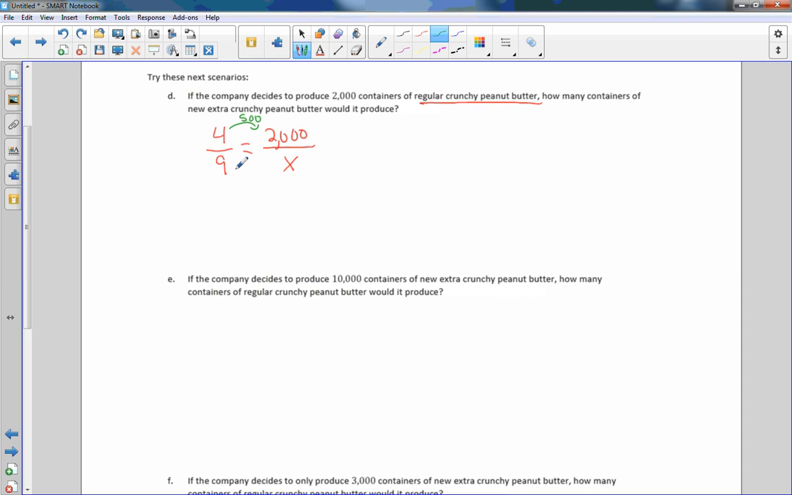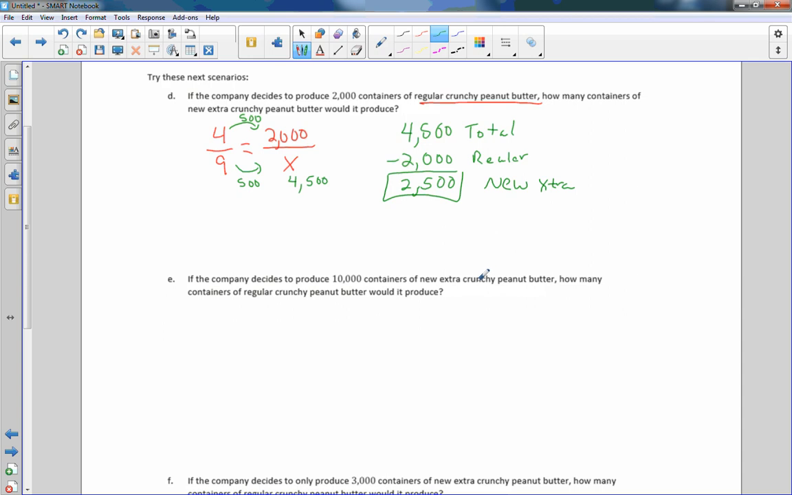So if I multiply the top by 500, I must multiply the bottom by 500, and 9 times 500 is 4,500. So that's the total number of containers we're going to make of peanut butter. But this 4,500 is the total. And if I subtract the regular peanut butter, the original, they're calling it regular, 5 minus 0 is 5, 4 minus 2 is 2. I will need to make 2,500 of the new extra chunky.